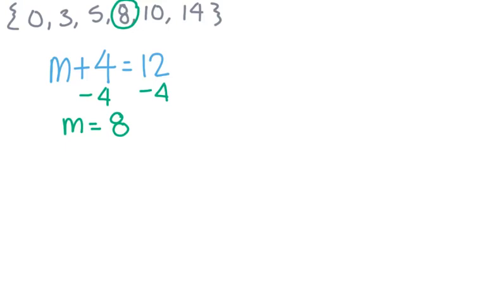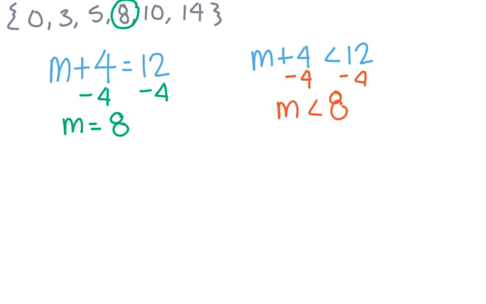And now we're going to have m plus 4 is less than 12. And we're going to solve for m. So we have m is less than 8. So it can't be equal to 8. So it can be any of these three numbers because they are all less than 8. So in order to make this inequality true, you can use 0, 3, and 5 because those are less than 8.